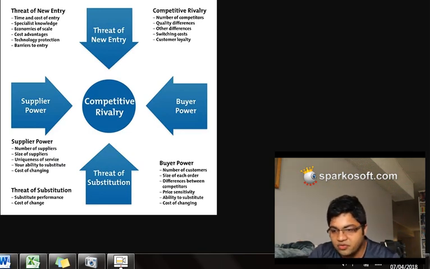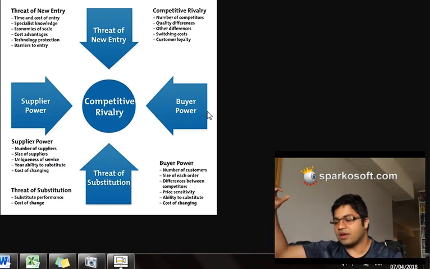So Porter's five forces model has five components. Competitive rivalry, that is the internal competition within the industry, suppliers bargaining power, customers bargaining power, threat of substitution, and threat of new entrant. Okay, so this is the value chain.